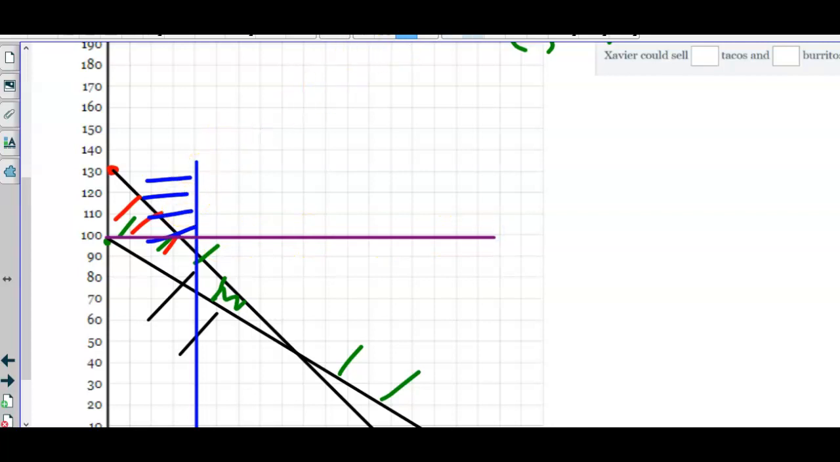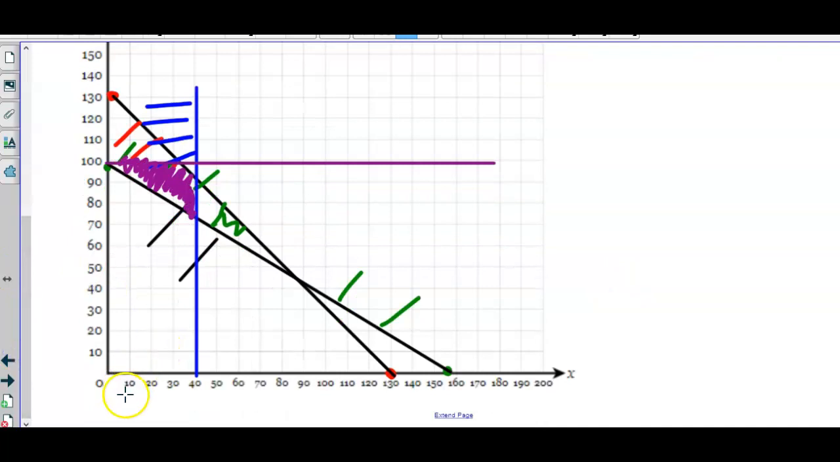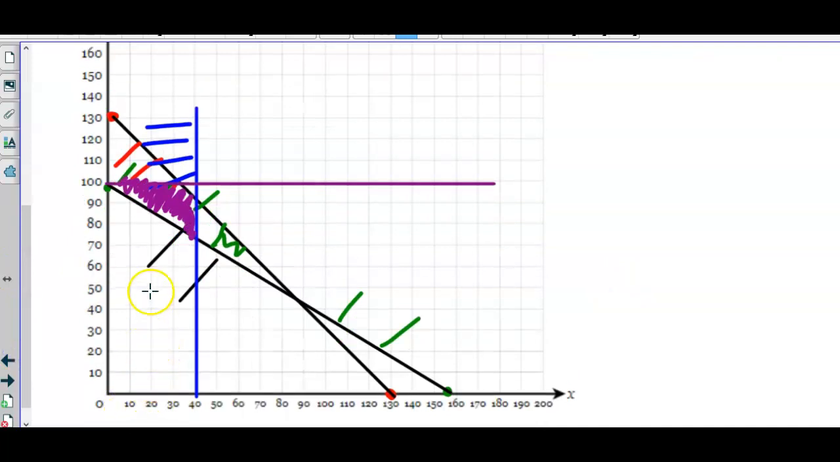So now, if he's below the purple and in between the two black and to the left of the blue, this is the space we're talking about that works. So then we could say anything in that space would work. So, Nitro, he could have like (20,90) is in that space right in there. (20,90) would be right here.